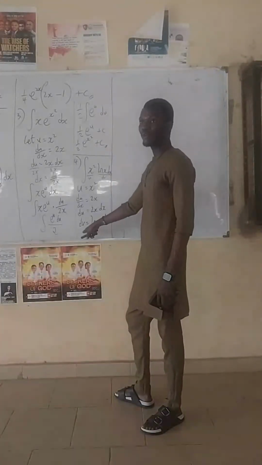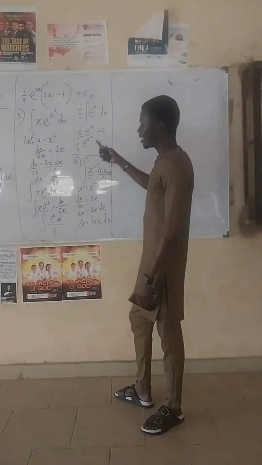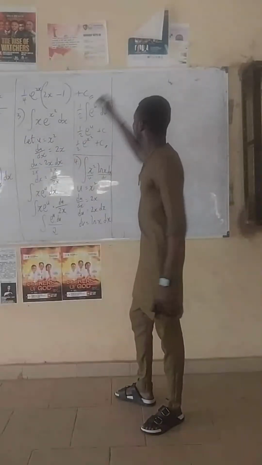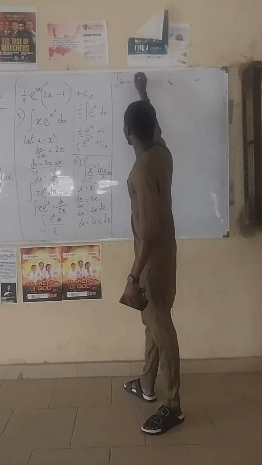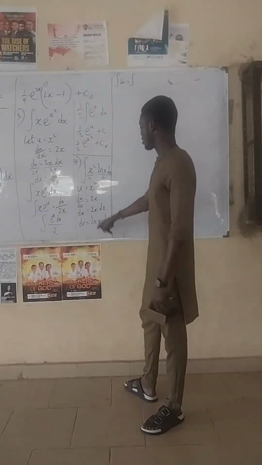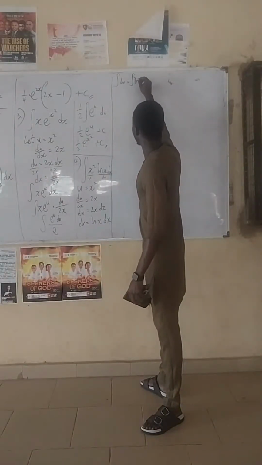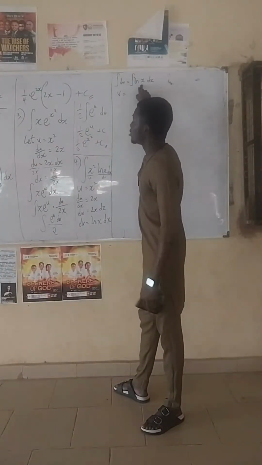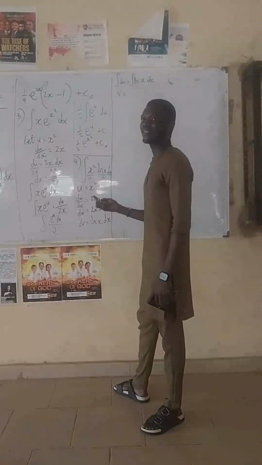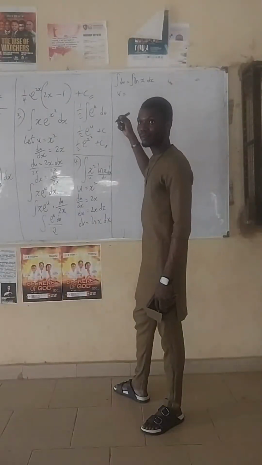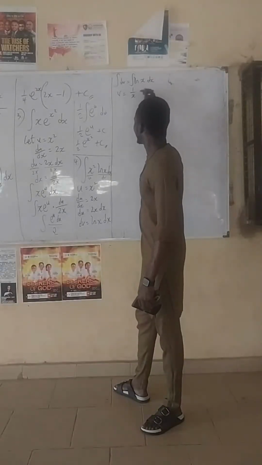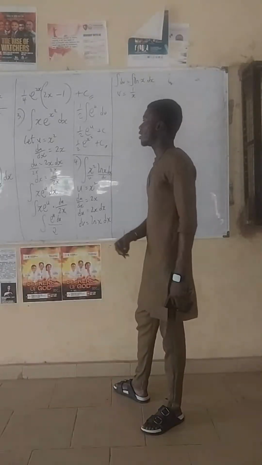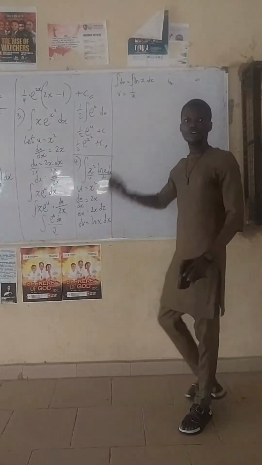Now what do we do? We have to get v from here. How do we get v? We integrate, just like we did there. So we integrate both left and right hand side: dv equals ln x dx. If you integrate dv, it gives us v. If you integrate ln x, what's the integral of ln x? 1 over x, right? 1 over x plus constant. But I said we don't need the constant until we get the final answer.